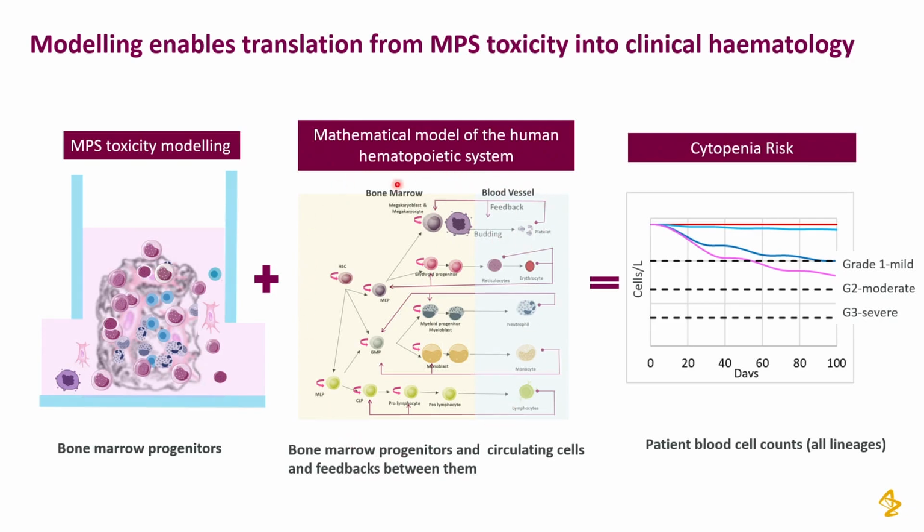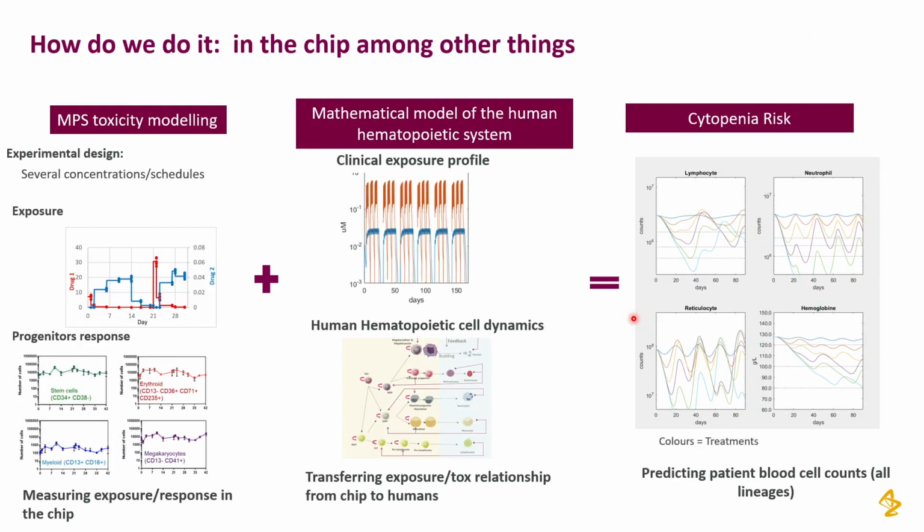So what it means is that with this model we can take the measurements on toxicity, use the model, and see what is happening in the blood, predicting what is going to happen with the blood counts of the patients. That means we can predict cytopenia risk prior to clinical trials. Now the strategy with a little more granularity.